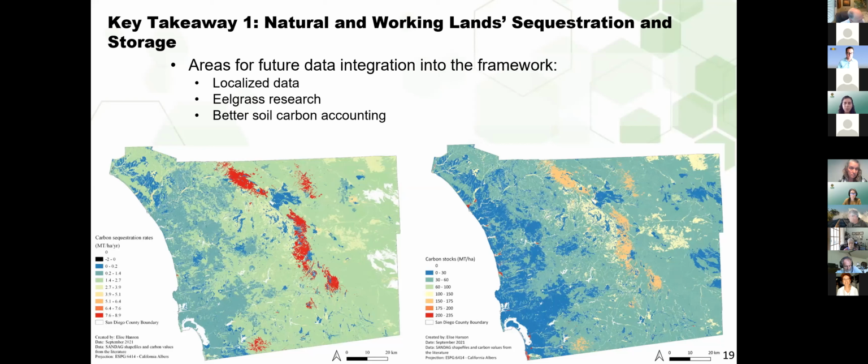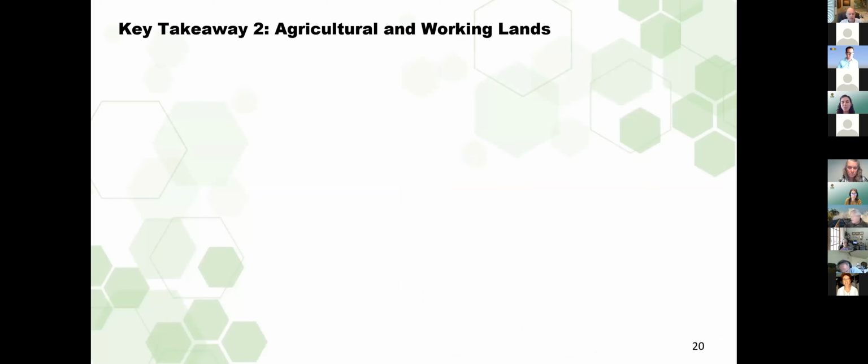Overall, these maps show that there is ample natural sequestration in natural and working lands, and that there are large, stable carbon stocks in the region. Thus, the first key takeaway is that protecting these lands from land use change is the most effective and least expensive natural climate solution for the region. The second takeaway is that regional working lands, which include croplands, rangelands, and orchards and other agricultural lands, can offer several unique natural climate solutions.